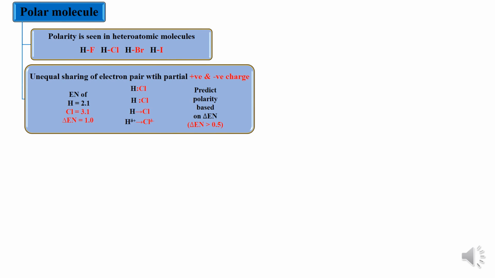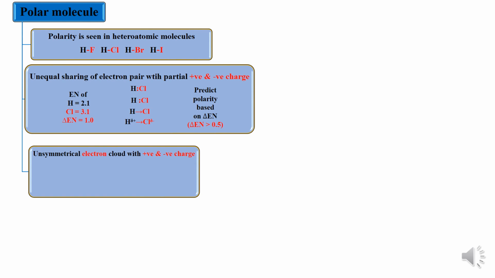So one can predict the polarity of a molecule based on the electronegativity difference between the bonded atoms in that particular molecule. Whenever the electronegativity difference between the atoms held together by a covalent bond is greater than 0.5, you can take it for granted it will be a polar covalent bond and the molecule will be polar in nature. Because whenever you find a polar covalent bond, there will be a partial positive and partial negative charge.